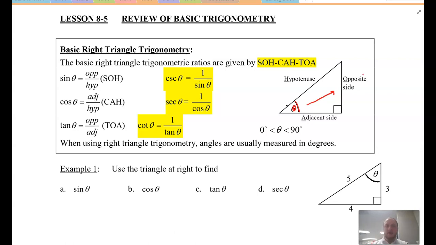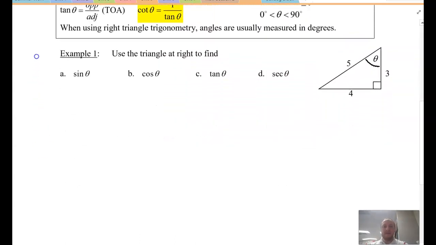You guys remember that? So cosecant, secant, and cotangent, these are the reciprocals of our previous functions. So cosecant theta, that's just the reciprocal of sine. Secant theta, reciprocal of cosine. And last but not least, cotangent is the reciprocal of tangent. Okay, so let's go ahead and look at a basic example.